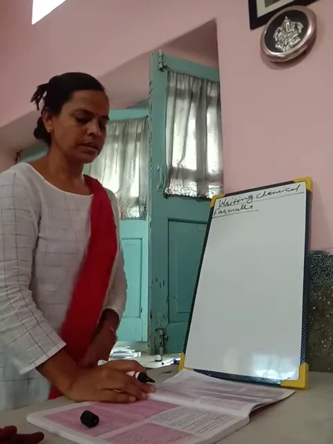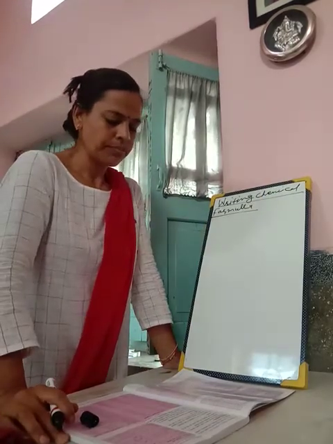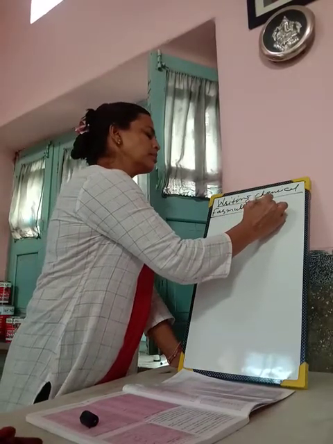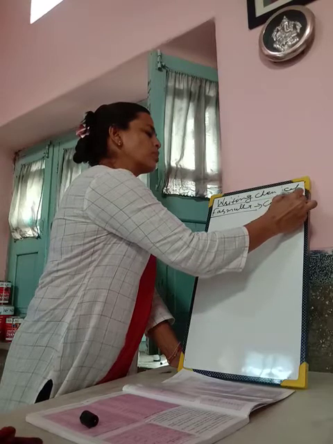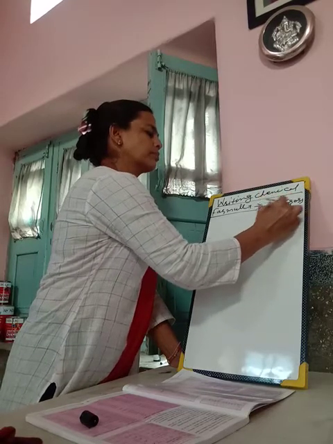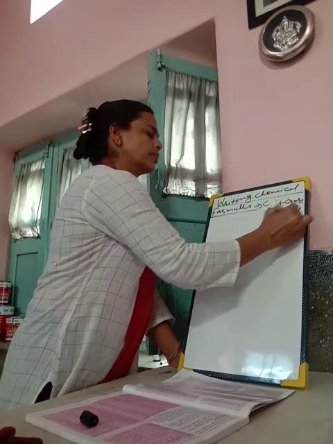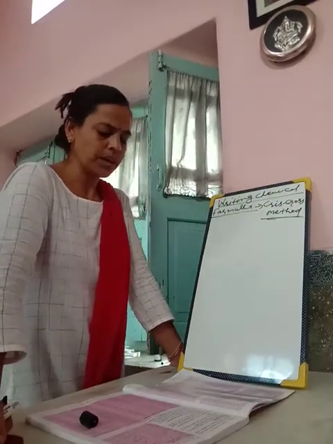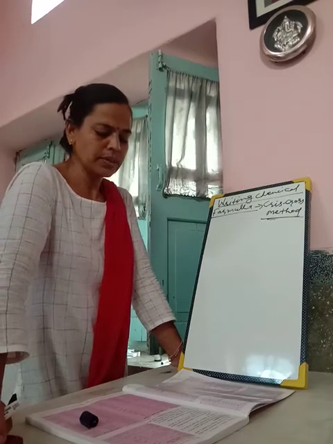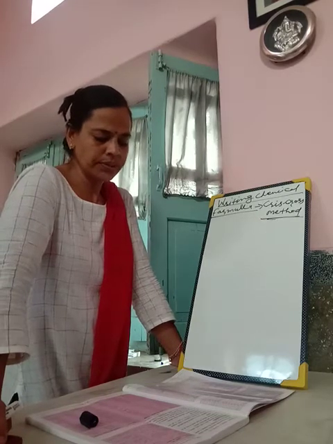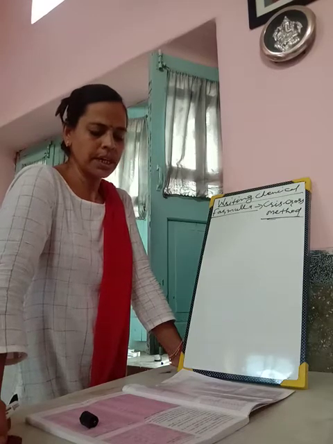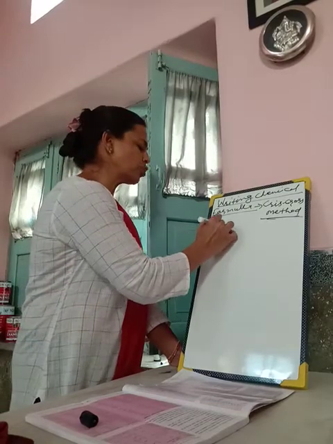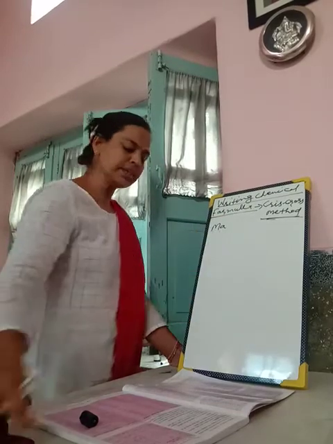To write a chemical formula, the method is known as crisscross method. First, we have to write the symbol side by side. Basic radical is written first and then acidic radical. First, we have to take magnesium chloride. The example is magnesium chloride.